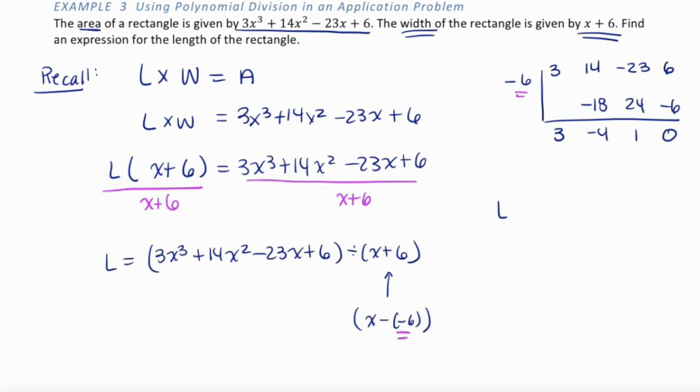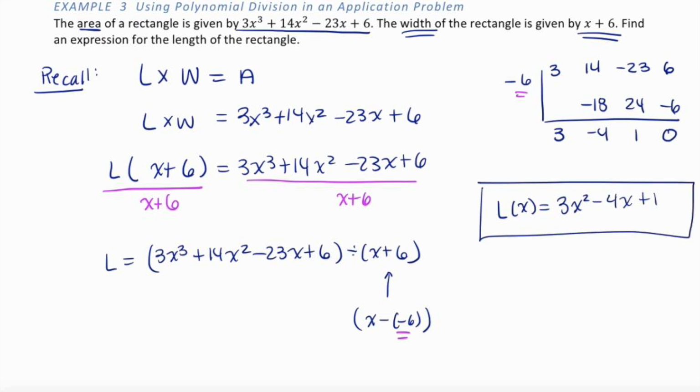So that means our length can be expressed as, well, first ask yourself, what is the degree of this polynomial, of this solution? Our original polynomial had degree of 3. So this is a degree 2. So this is 3x squared minus 4x plus 1. And this concludes the lecture for section 3.5.